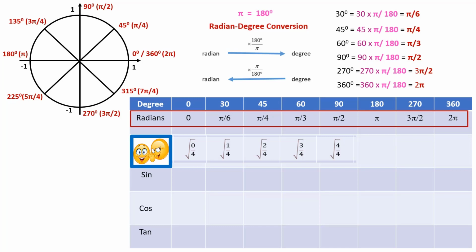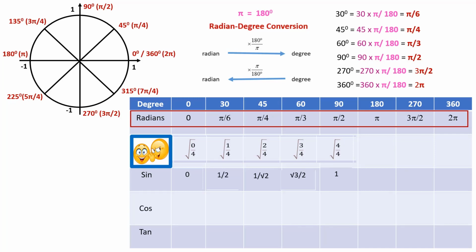For 0 by 4, you get 0. So that's why your sin 0 will be 0. For root of 1 by 4, you are going to get 1 by 2. That is, sin 30 will be 1 by 2. For root of 2 by 4, you are going to get 1 by root 2. That's why sin 45 is going to be 1 by root 2. For sin 60, you get root 3 by 2. And for sin 90, 4 and 4 get cancelled, you are going to get 1.